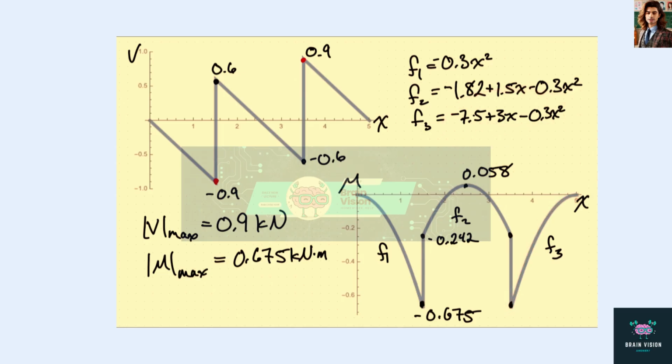And we can see that our peak magnitude is 0.675 kilonewton meters. Here we get up to only 0.058 kilonewton meters. So again, our peak moments occur at the points where the wires are attached to the beam. And again, we can see that we have symmetry here, as we'd expect, and anti-symmetry here, just because of the symmetry in the problem.